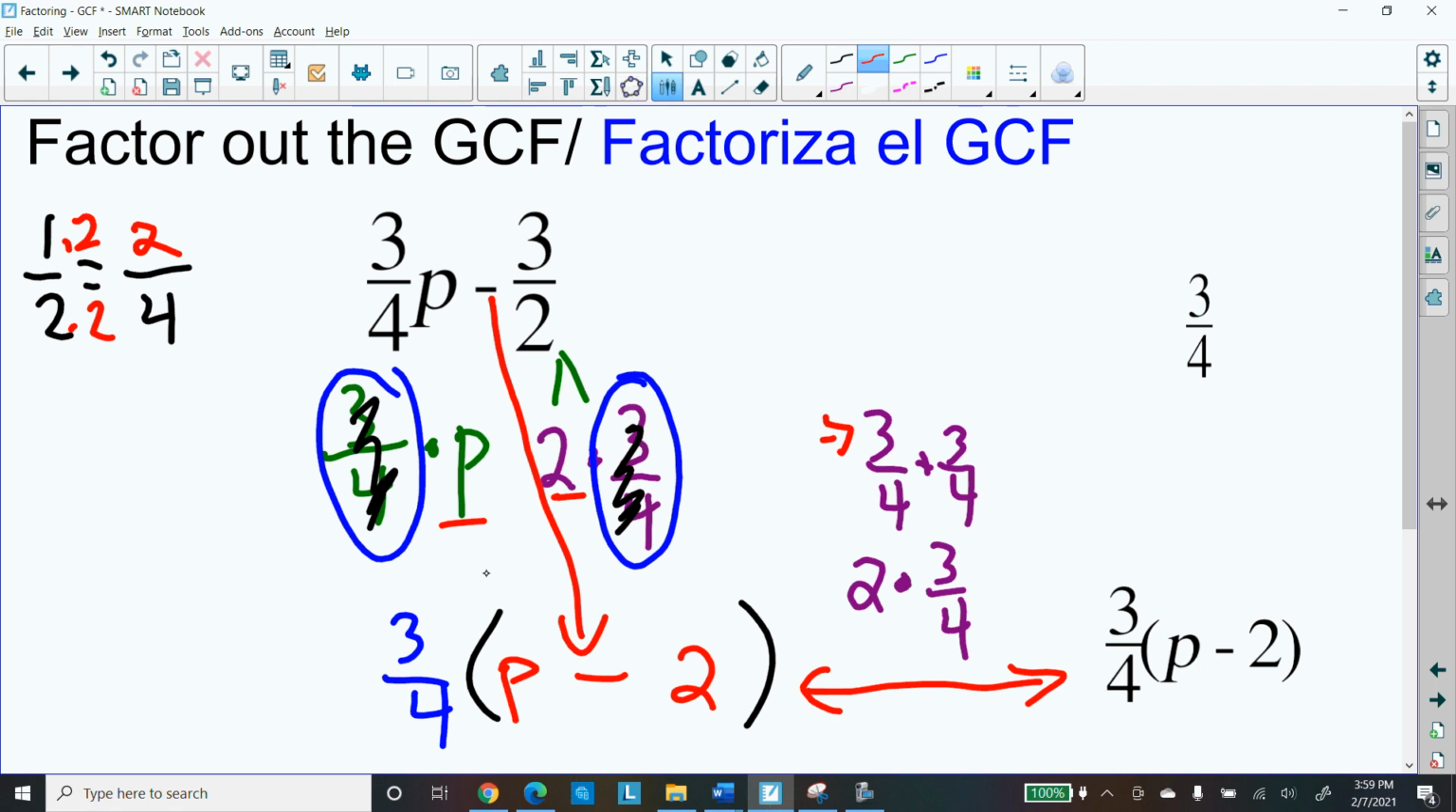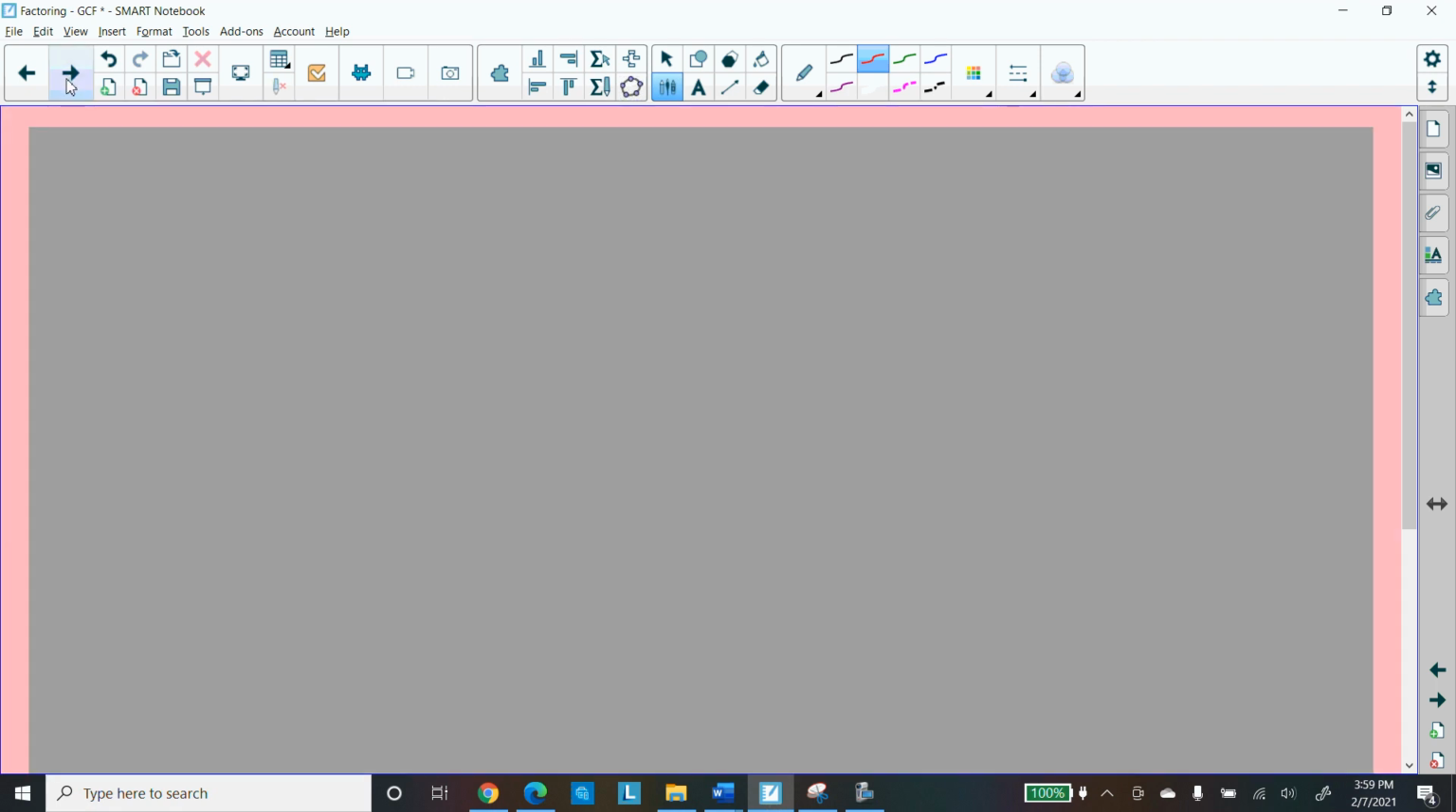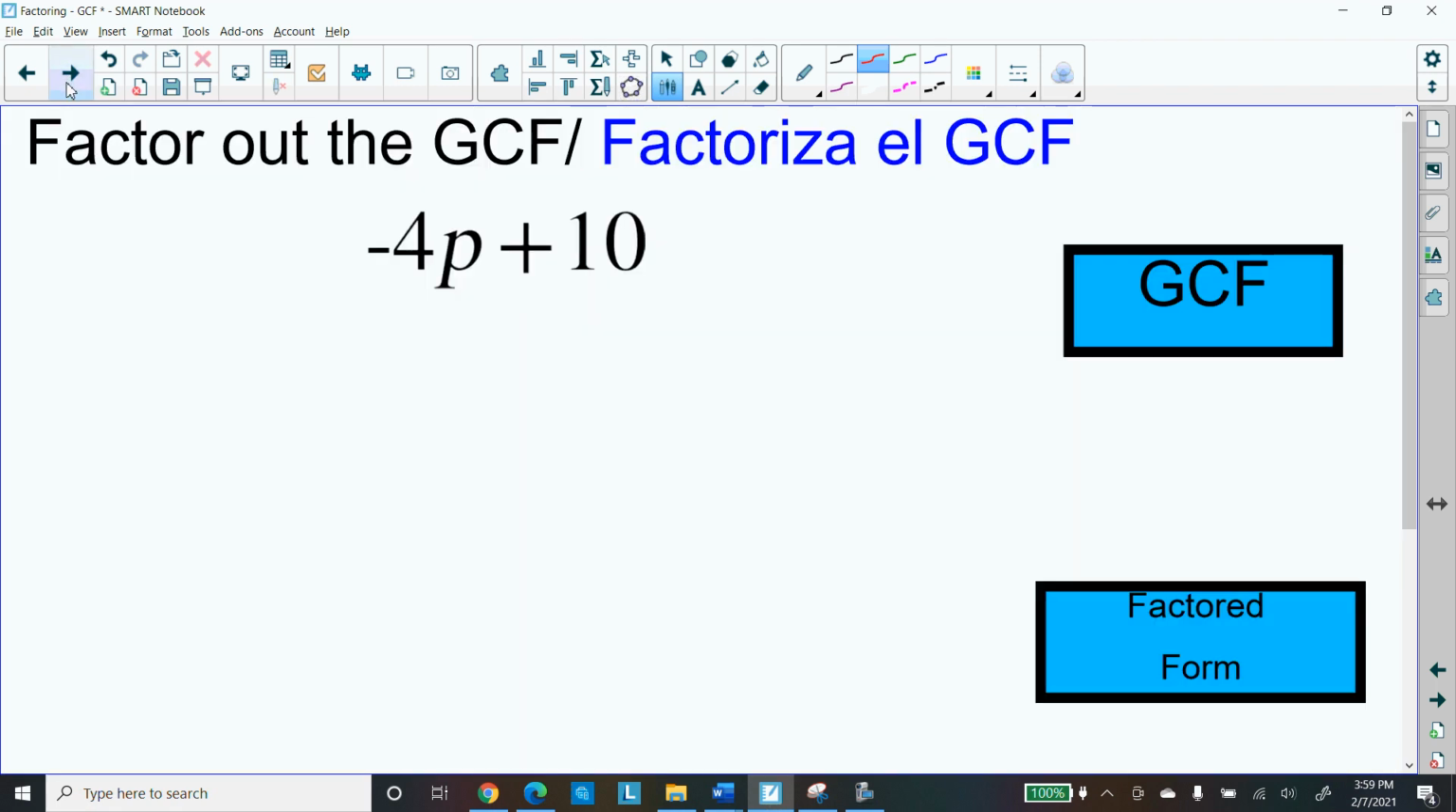So now I have done it both ways with decimals and fractions. So hopefully you're getting this. I hope you understand what's going on. And if not, write down your questions and bring them into class. Here we got another one.